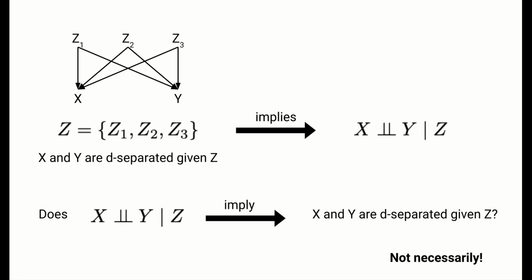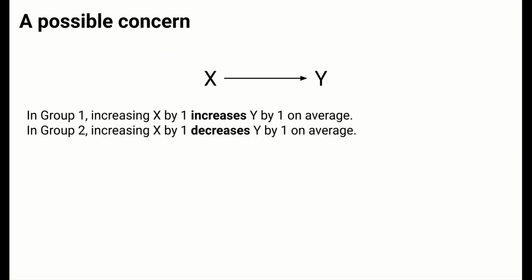Actually, not necessarily. Let's take a look at a possible situation of concern. Suppose that in reality, X causes Y, as shown by this causal graph. However, it has different effects in two groups. In group 1, increasing X by 1 increases Y by 1 on average, and in group 2, the exact opposite happens. Increasing X by 1 decreases Y by 1 on average.